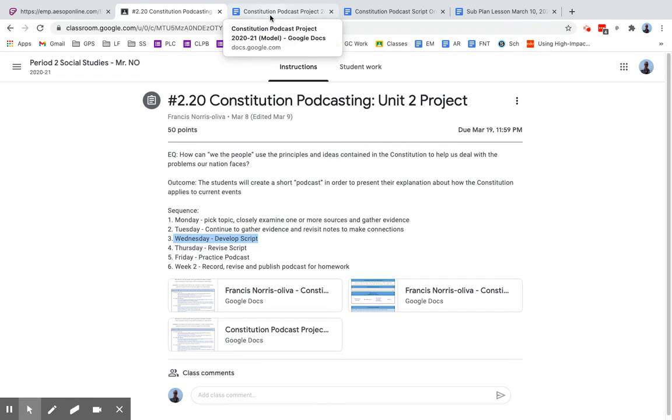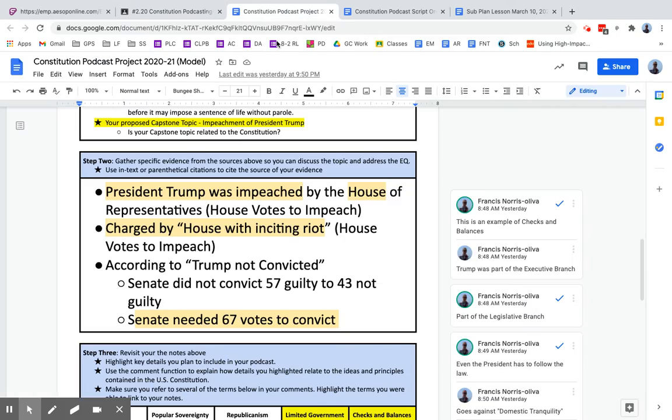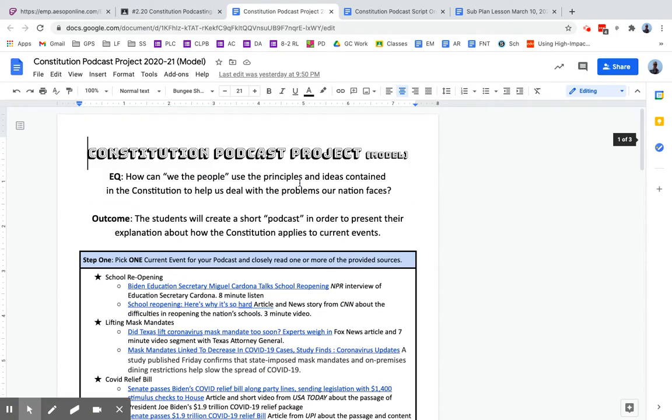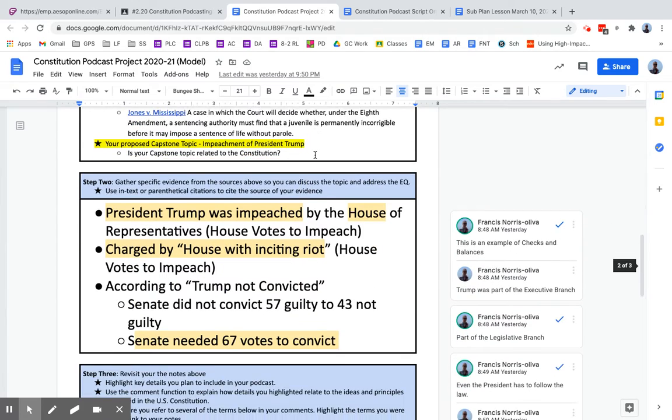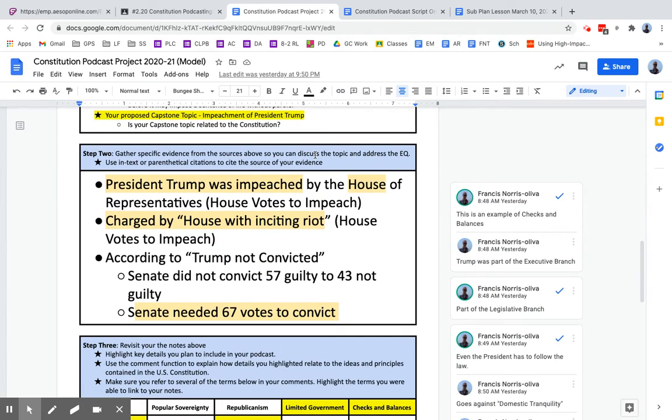First, let's make sure that you've completed your work from the last 2 days. So open up your document, which is the Constitution Podcast project document. Let's scroll down to step 2 and 3 and take a look.